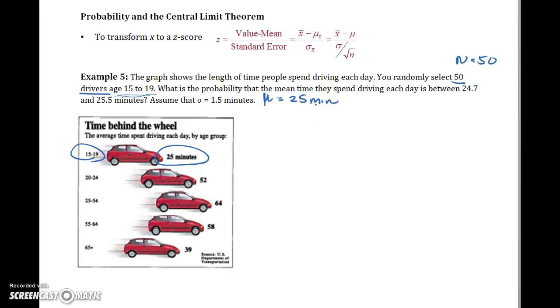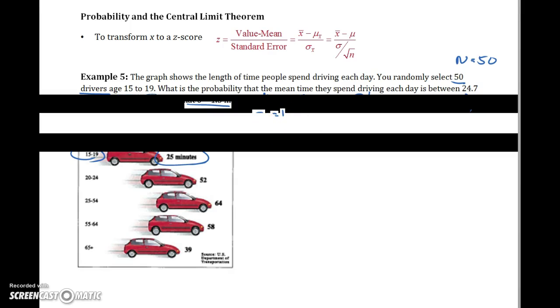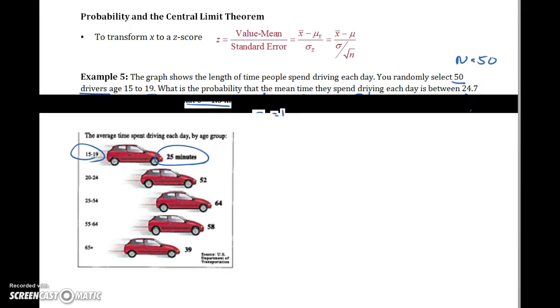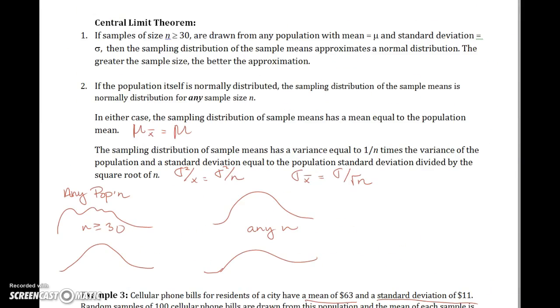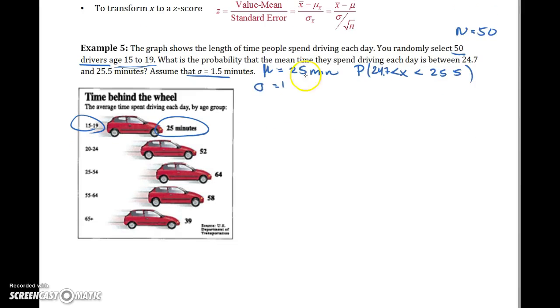I want the probability that x is between two numbers, 24.7 and 25.5 minutes. Assume, this is also important, that the standard deviation is 1.5 minutes. Thank you for your patience. Okay, so what's the first thing that you need to do?